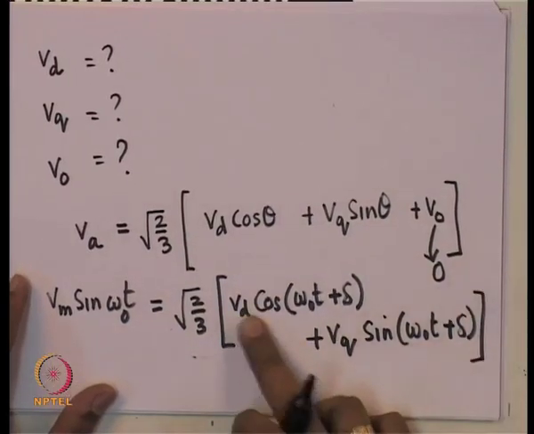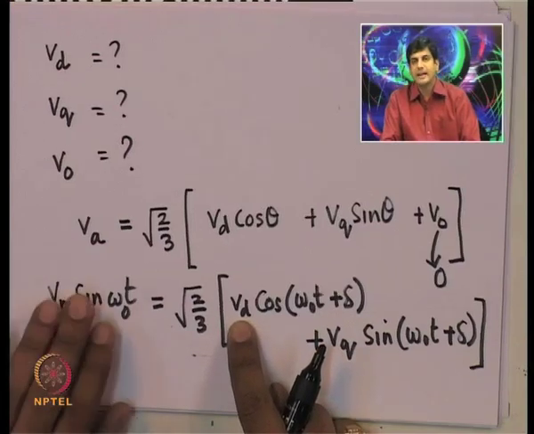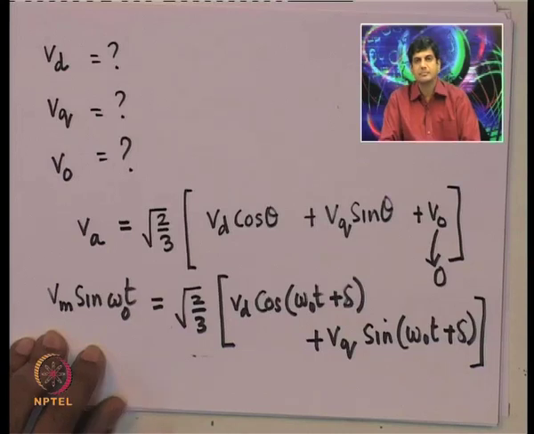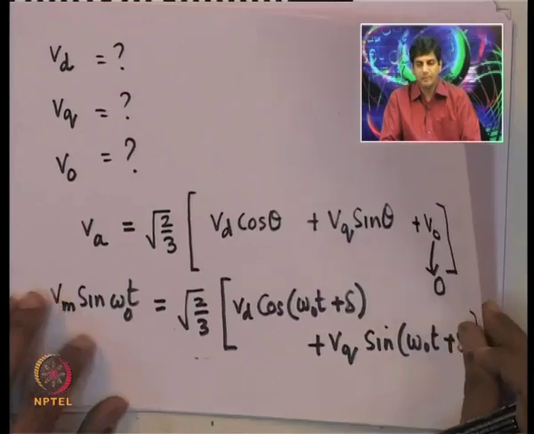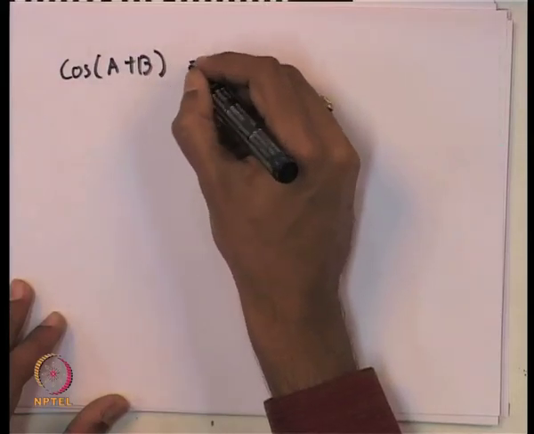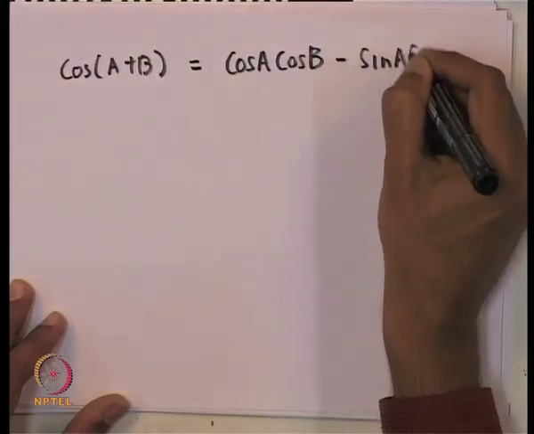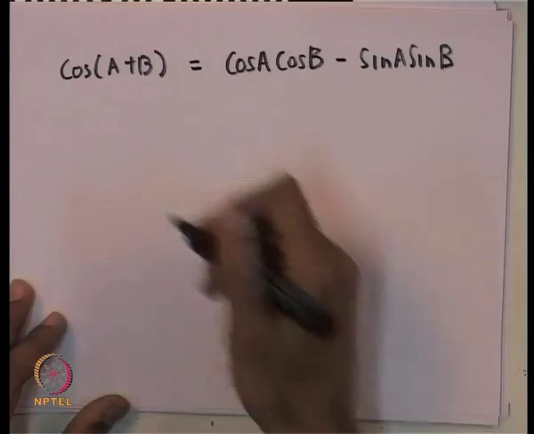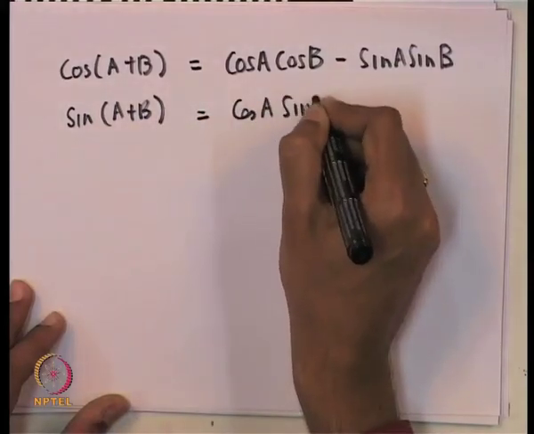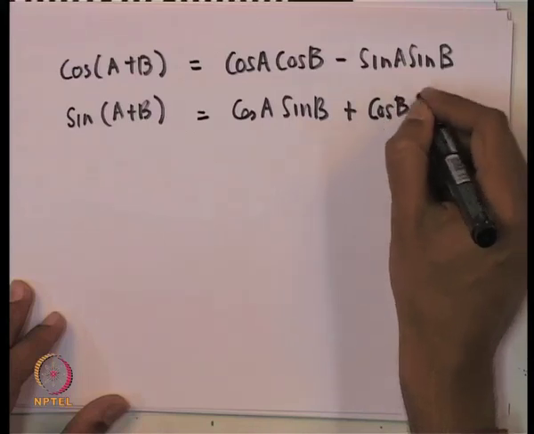So, can you guess what V D and V Q will be? So, the question I am asking you is, if I give you the right hand side and I tell you the left hand side is this, can you find out what V D and V Q are? Please recall the trigonometric identity cos A plus B is equal to cos A cos B minus sin A sin B. And sin A plus B is equal to cos A sin B plus cos B sin A.